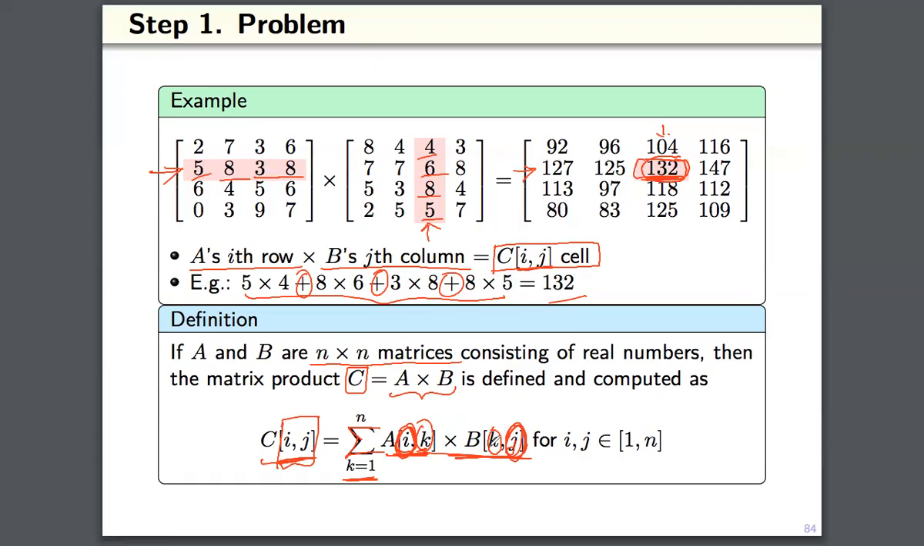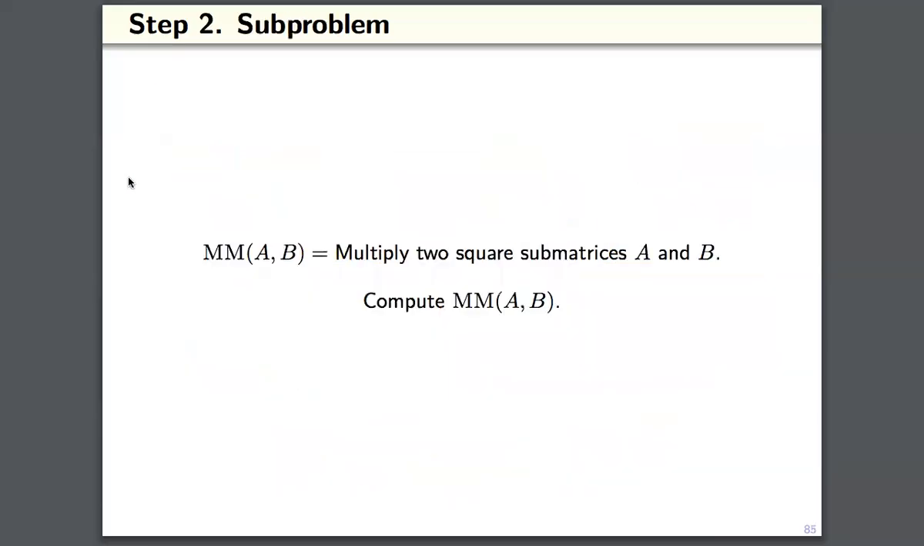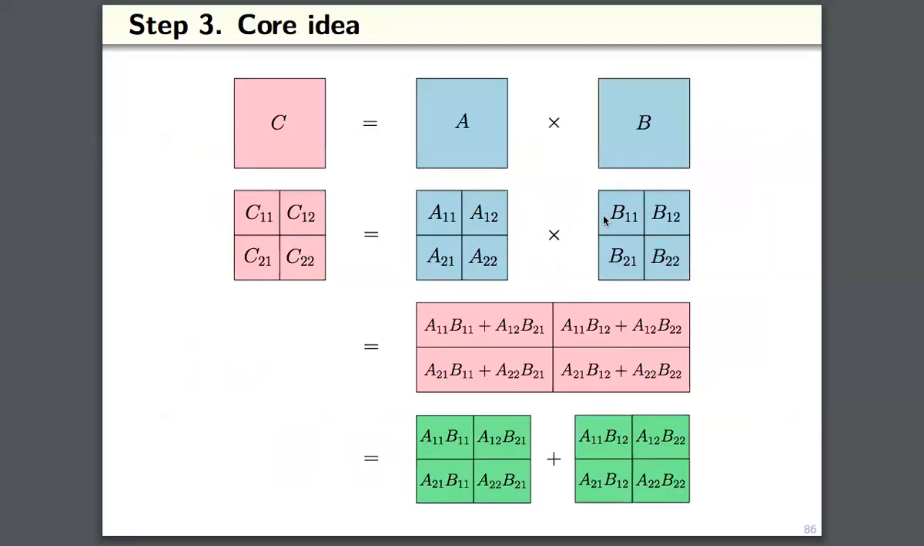A of i1, B of 1j, A of i2, B of 2j, A of i3, B of 3j, and so on. Multiply all these pairs, add them up, right? That's the definition of matrix product. Okay. Now we want to multiply two matrices. Let's go to the core idea.